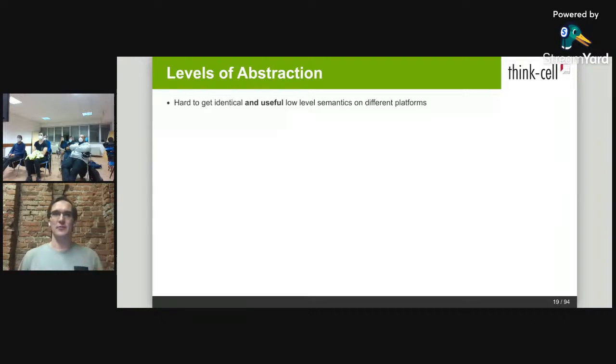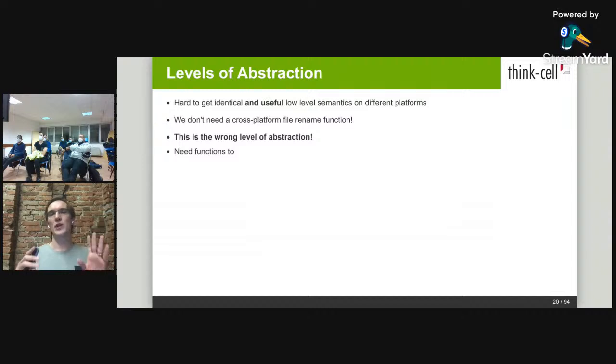It's obviously hard to get identical and useful low-level semantics on different platforms. But maybe this is the wrong question to ask. Maybe we don't actually need to have a cross-platform file rename function, because that's the wrong level of abstraction. If we look in our code base at what it is that we actually try to do, then we are trying to solve completely different problems.